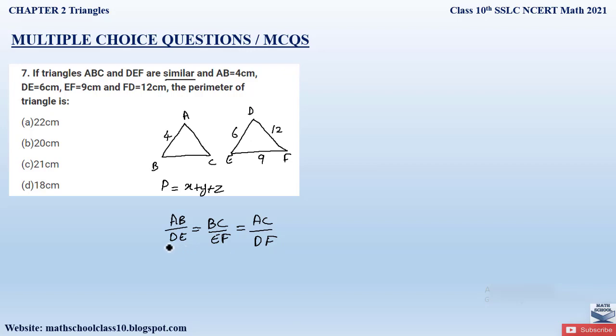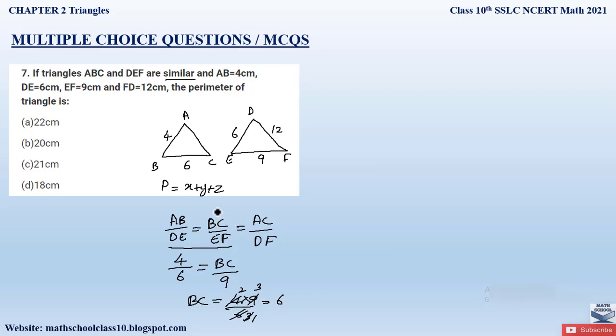So let us first consider the first two ratios, substitute the value. So value of AB is 4 by DE is 6 is equal to BC value we don't know, and EF value is given as 9. So cross multiplying, we get BC value, that is 4 into 9 divided by 6. So cancelling 2 3 times, 2 2 times, 3 1 times, 3 3s are 9. So 2 into 3 is 6. So our BC value, we got it as 6.